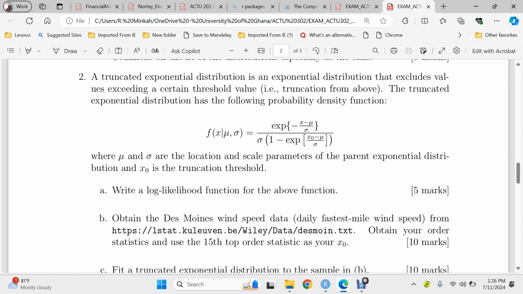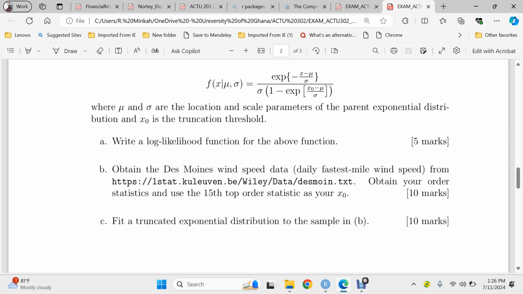Because if you know the PDF, all you have to write is a function for the PDF. Find the sum, right? Sum of the log. That's all. You have your likelihood. So write a likelihood function. Then obtain a data set and find, I'm sure you should be able to do this, 15 top order statistics. How are you going to find that?